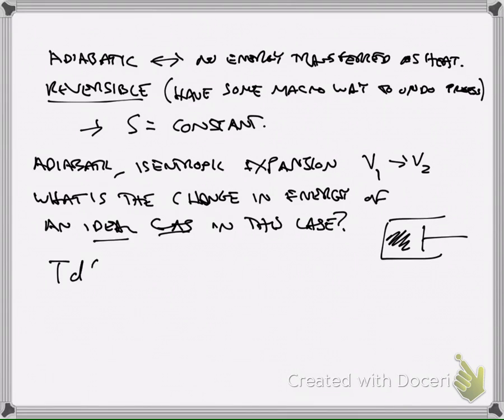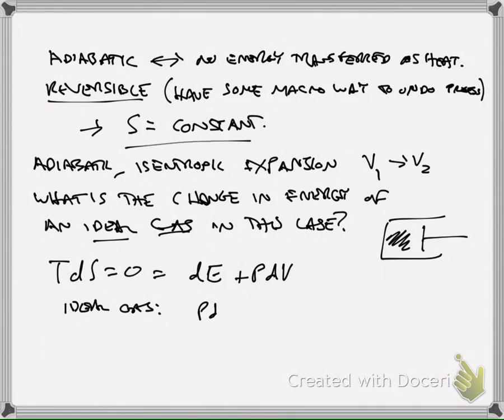Well, we have TdS is 0, because S is constant under these conditions. And that has to be dE plus P dV. And for the ideal gas, here's where we're going to use the ideal gas part. We know that P dV plus V dP has to equal N k Boltzmann dT, right?